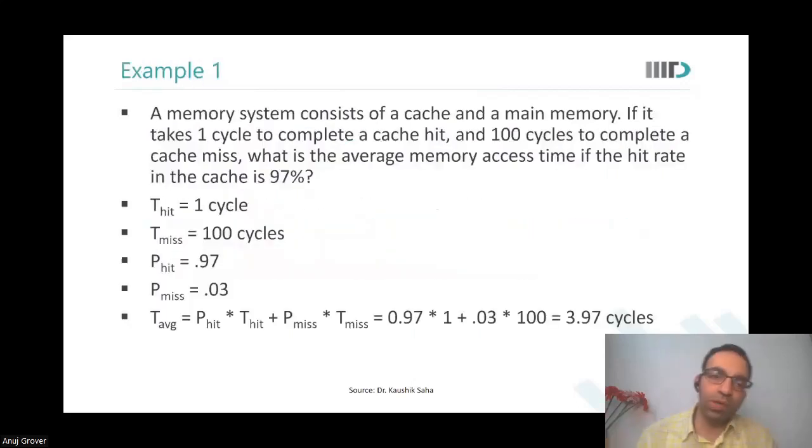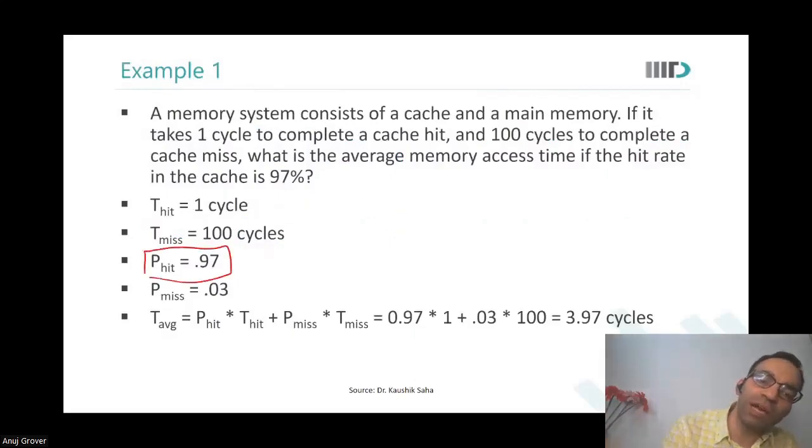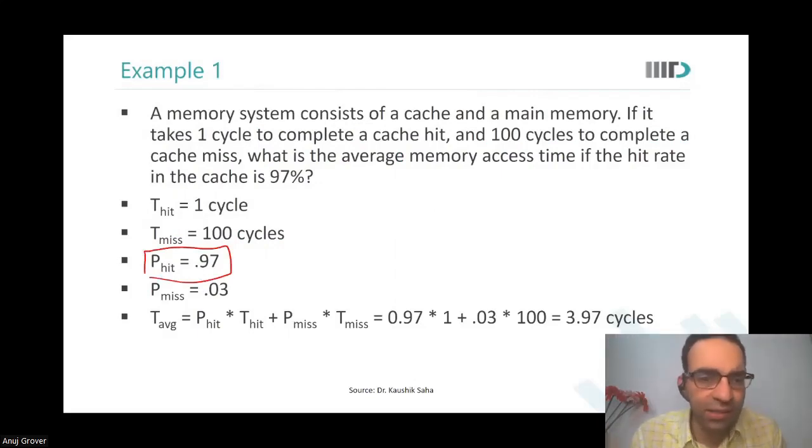Now, if you want fewer misses, you want the probability of a hit to be higher, you can use a bigger cache. If you have a bigger cache, the probability of a miss reduces. If your cache could be as big as the main memory, there will be 0 misses. Are you with me?